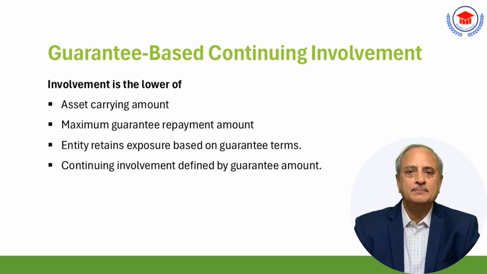Hello and welcome. Today, let's explore examples of how continuing involvement works when an entity retains some exposure or control over a transferred financial asset. For instance, when an entity guarantees the transferred asset, its continuing involvement is determined by the lower of two values: the carrying amount of the asset or the maximum amount the entity might be required to repay under the guarantee. This ensures that the exposure is clearly defined and limited.